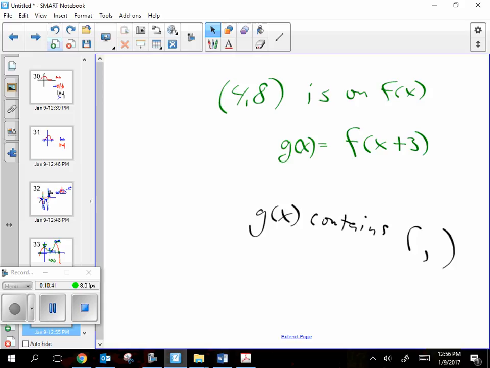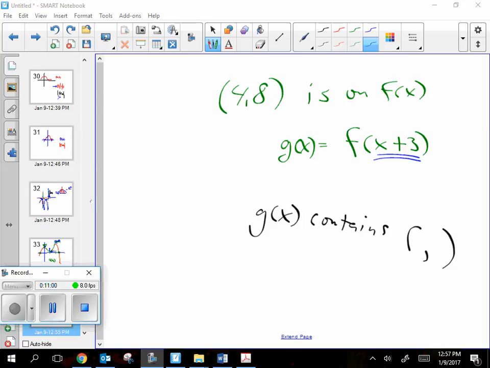So if 4 comma a is on f of x, and g of x is given by taking f of x and doing that to it, then what's my new point on g of x? I'll pause for a second when you consider that. Okay, that was pretty simple. You're probably just thinking to yourself, okay, Mr. Server, you just took the point and you moved it 3 to the what? 3 to the left. And so this point just became, go 3 to the left.